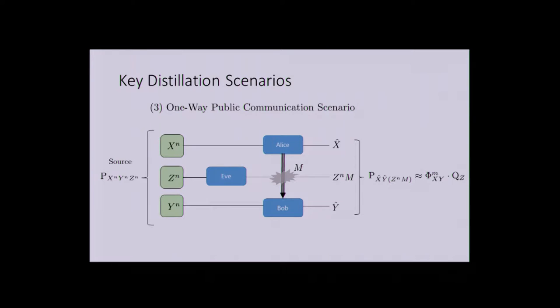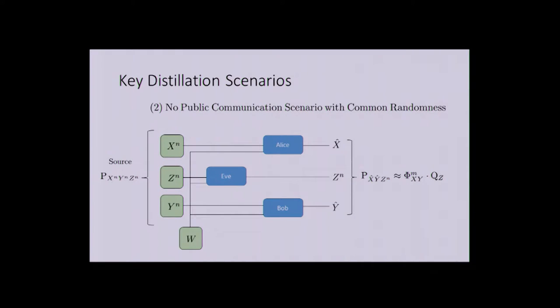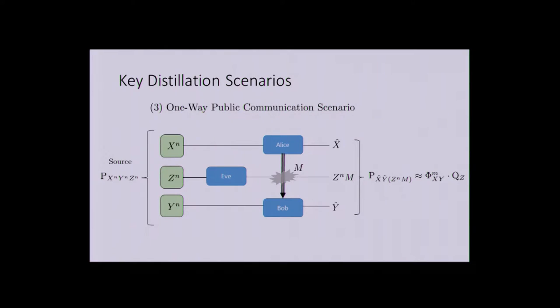Another scenario is one-way public communication. In this situation, Alice is able to communicate to Bob over a channel that Eve is eavesdropping. This scenario is actually more powerful than the previous scenario. Why is that? Because, of course, this can be treated as the common randomness, because Eve has access to it. Eve's eavesdropping. Importantly, at the end, the distribution should be independent of M itself. Because Eve learns M, the key must be private from M as well. Finally, we allow for two-way communication, so interactive communication between Alice and Bob.